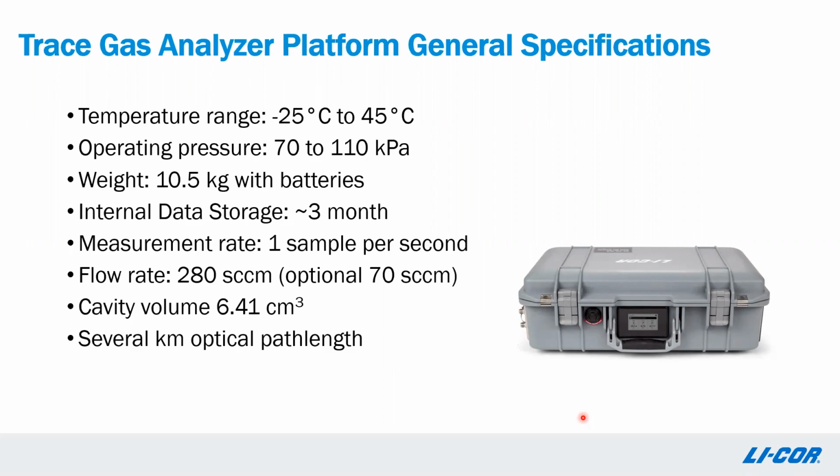In terms of the measurement, we're making one sample per second. It is making multiple measurements, but processing that to deliver one measurement per second. We have a standard flow rate of 280 SCCM with an optional lower flow rate, which is often taken up by our atmospheric users where they're using expensive calibration gases, for example. Unlike a lot of instruments of this type, the cavity volume is very, very small. So combining that with a reasonably high flow rate, you get excellent throughput and also gas response.